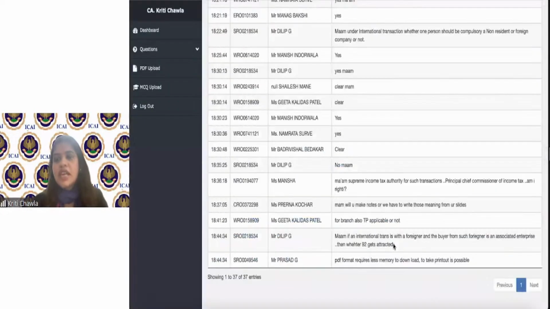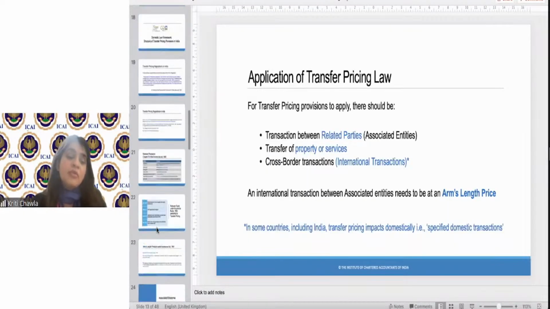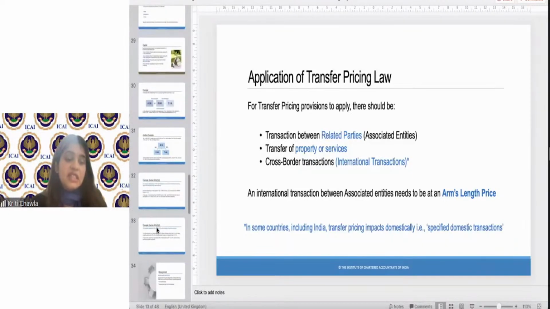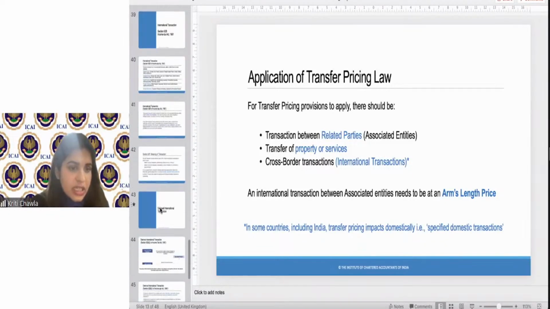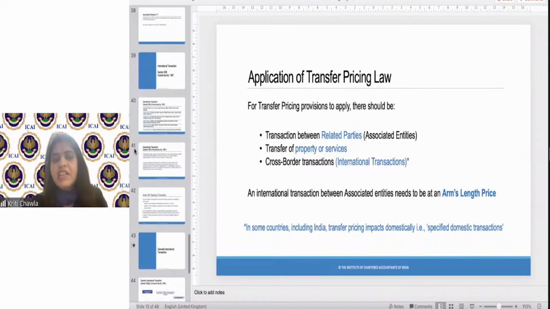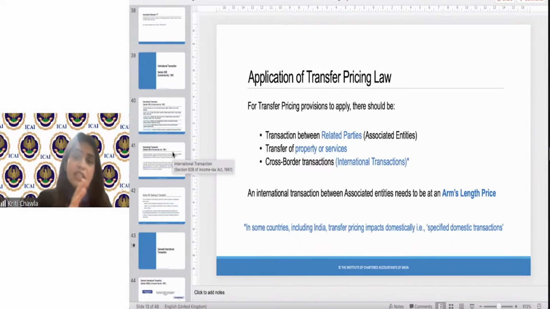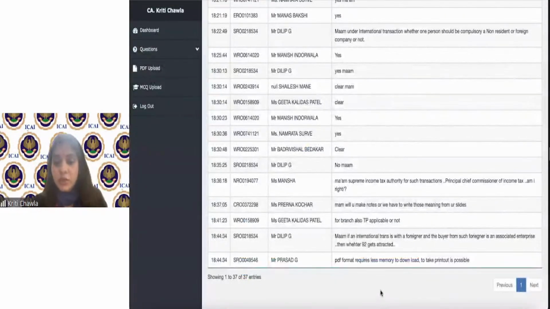Whether an international transaction is there with a foreigner, and the buyer is such a foreigner, I'm going to talk about that when we discuss international transaction. The definition of international transaction is provided in slide 41. So I will answer your question when we go to slide 41. Otherwise, it's going to become very confusing right now. Slide 41 is where I've written how many people have to be non-resident, whether it is a resident, non-resident, etc.